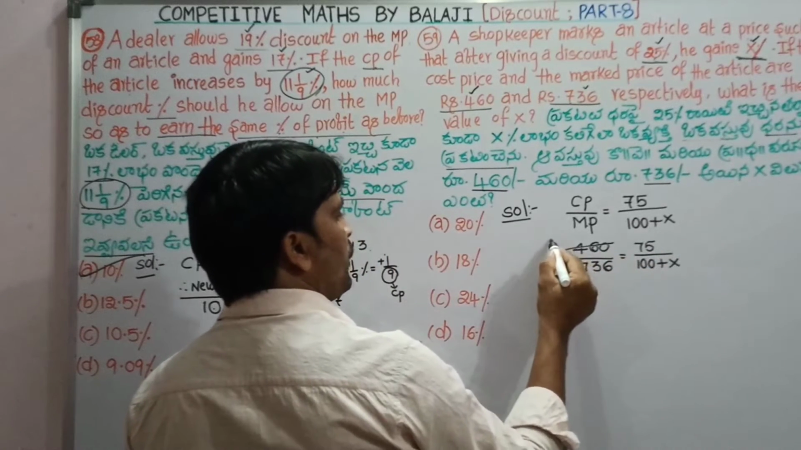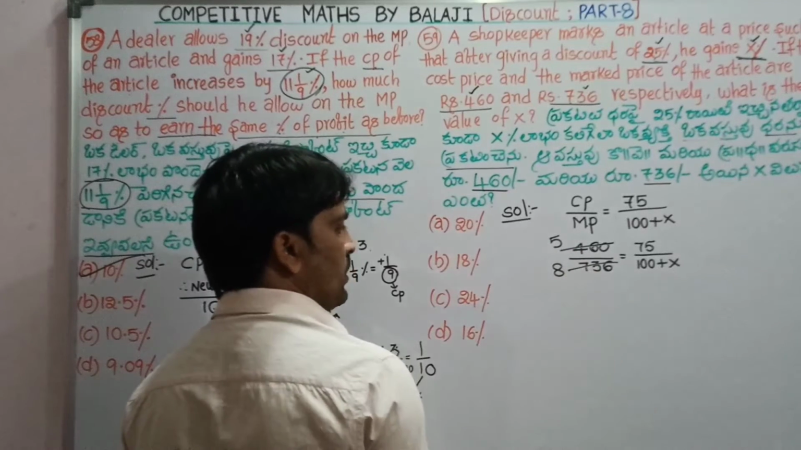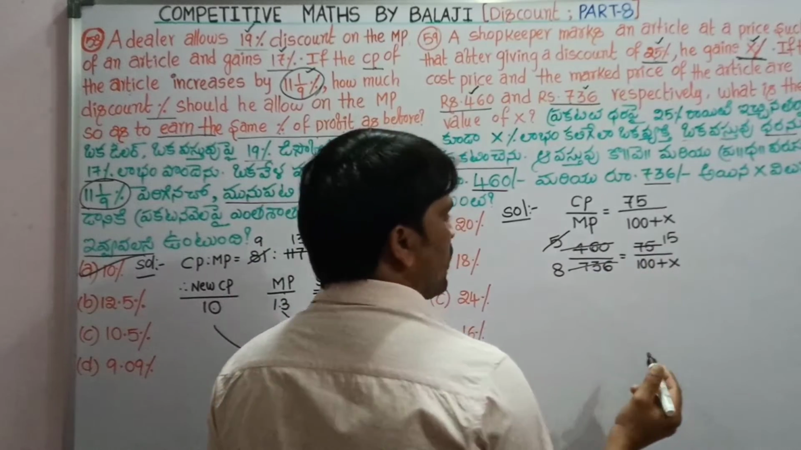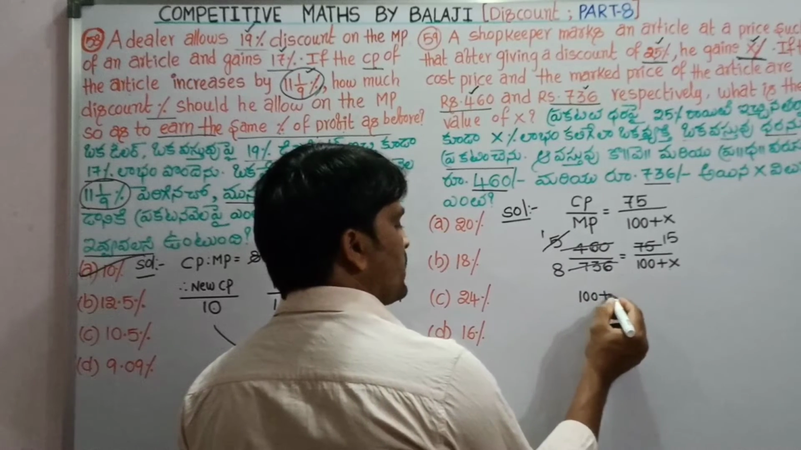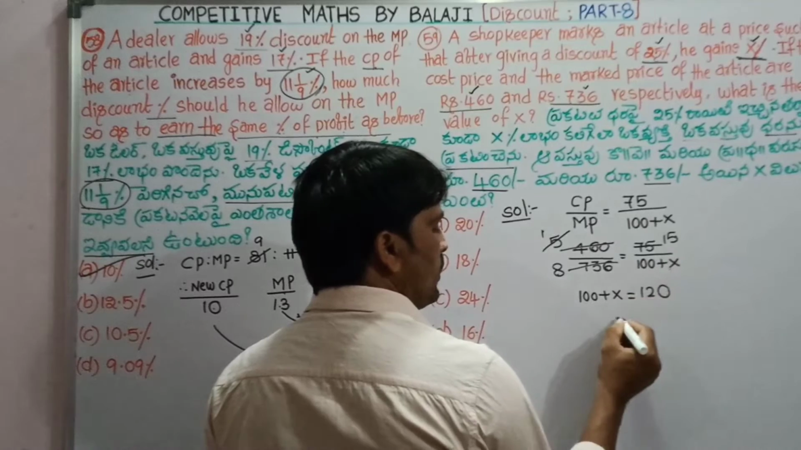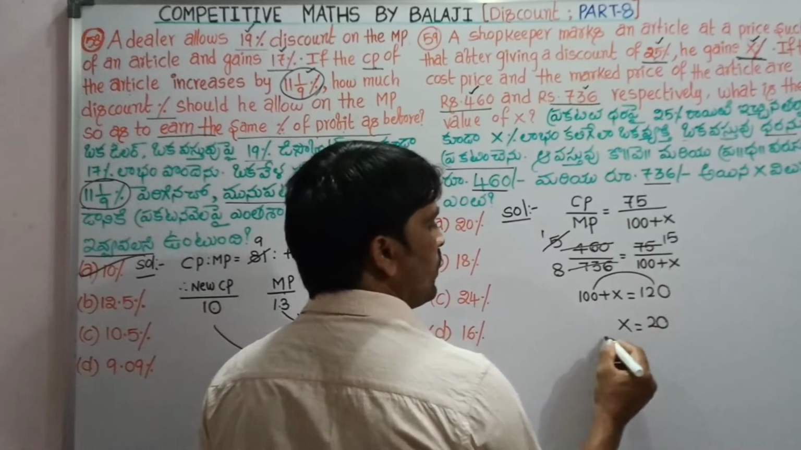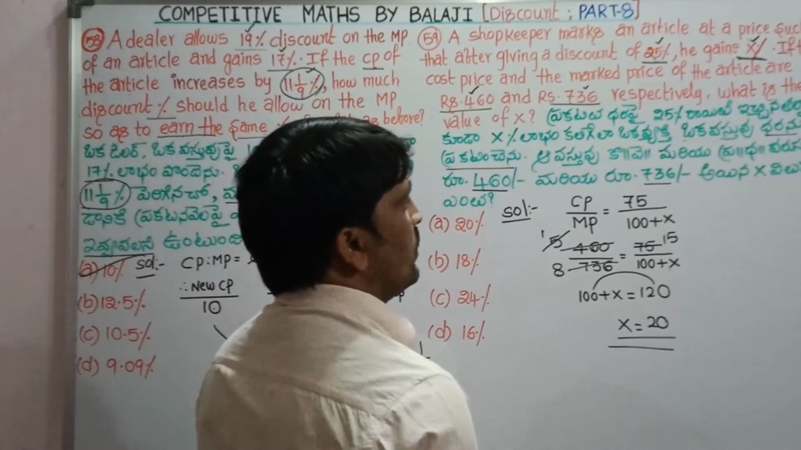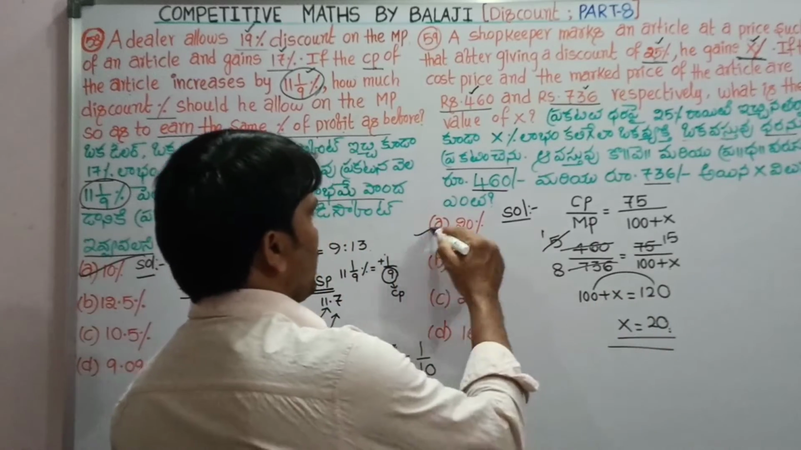Yes, 92 5s are 460, 92 8s are 736, so the ratio is 5 to 8. By cross product, 100 plus X equals 8 15s are 120. That is, X equals the difference of 120 and 100, that is 20. So we have found the X value. Profit, that is gain, is 20%. Okay, so the answer is A.